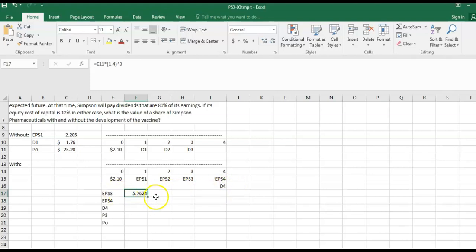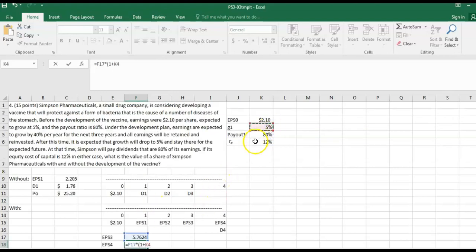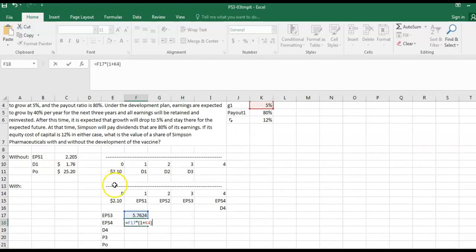How do I get D4? I get D4 by finding EPS, my earnings per share, in that time period. So this is equal to my earnings per share in time period 3 multiplied by 1 plus that new norm of 5%, and this is raised to an implied power of 1. It's only growing 1 period.